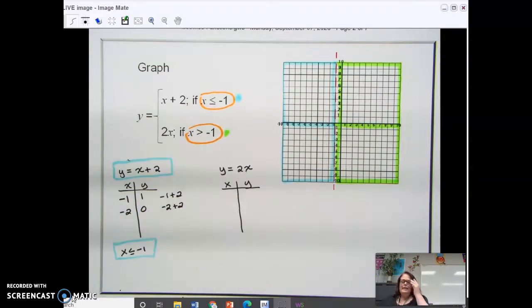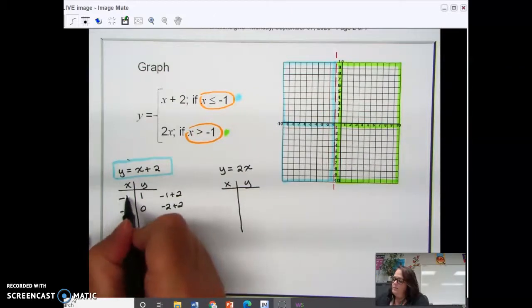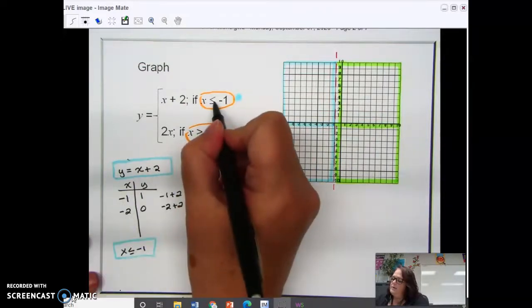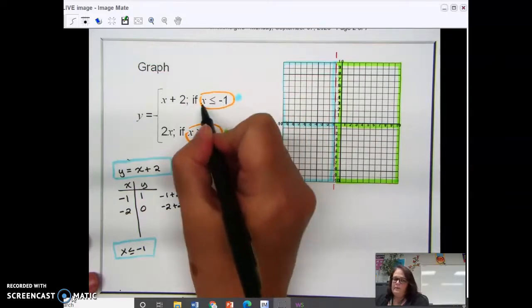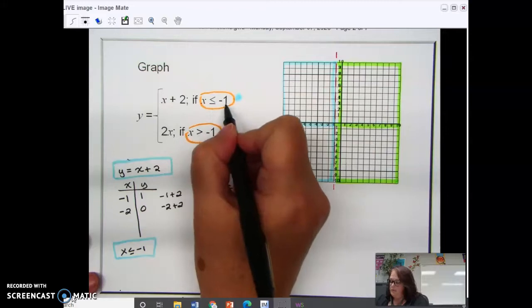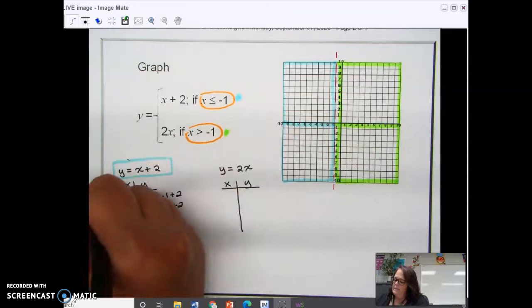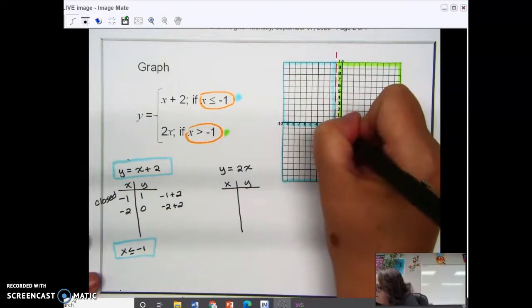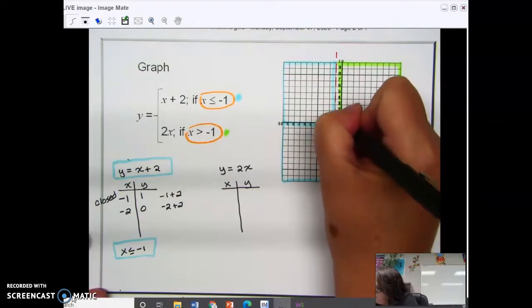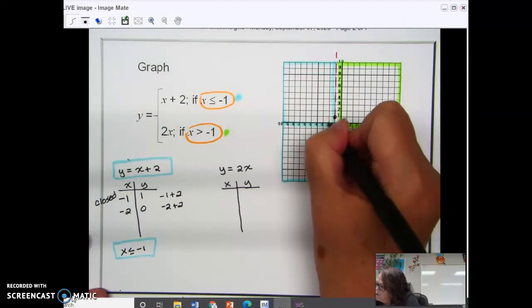Then I want to see, is my x value part of my domain or not part of my domain? So coming up here, using this boundary number, is -1 less than or equal to -1? Hopefully you saw that that is a true statement. And it is. So that means this is going to be a closed circle. At -1, we have a closed circle at (-1, 1). And then I have a dot at (-2, 0).